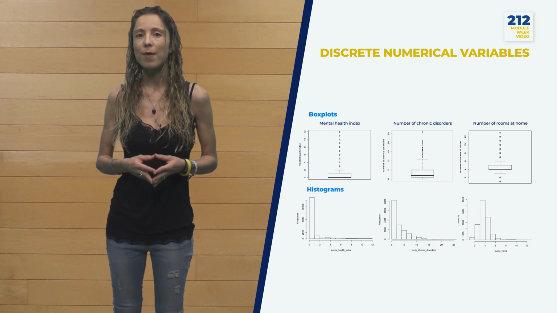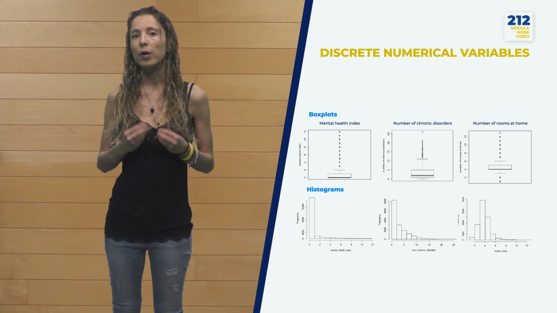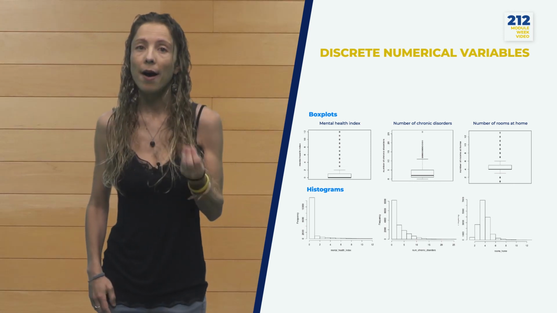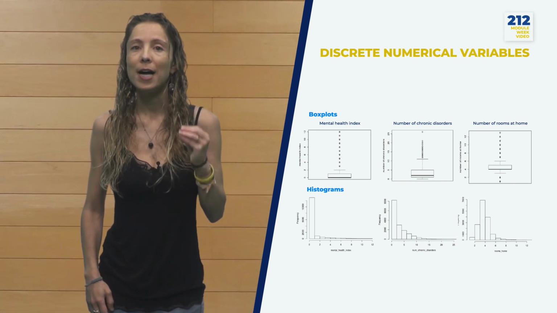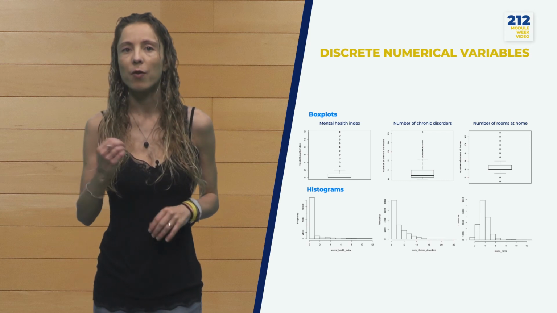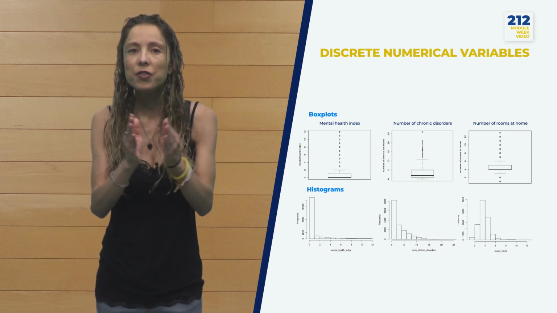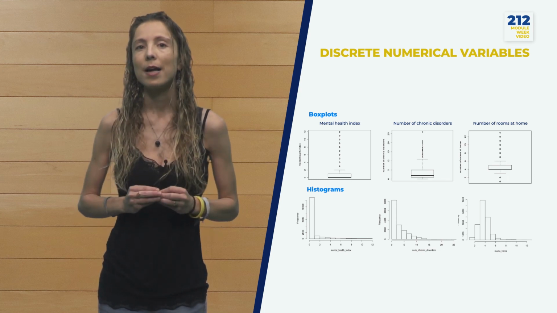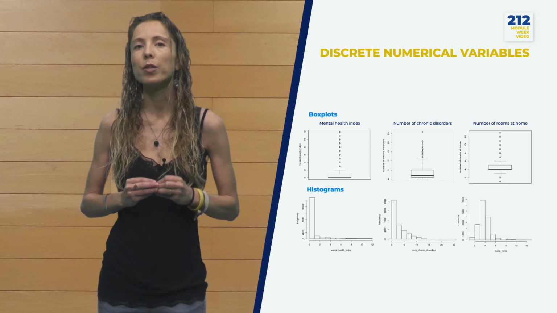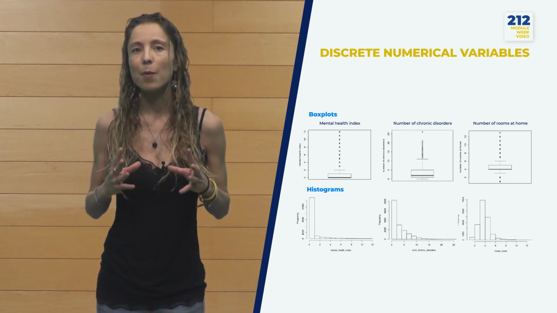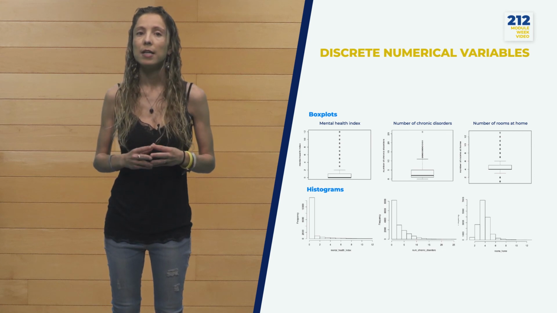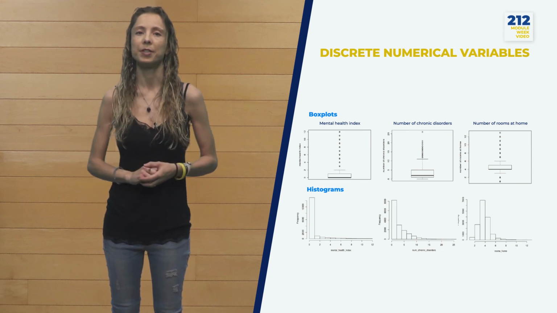In this slide, we can see the representation of each variable, and with it, we quickly see how each variable is distributed. On the one hand, we see that the values of mental health index and number of chronic disorders are very concentrated in the low values. We can see this easily by looking at the histogram and also through the box plot, as the outliers appear only at the top of the diagram. This kind of distribution is called positive asymmetry.